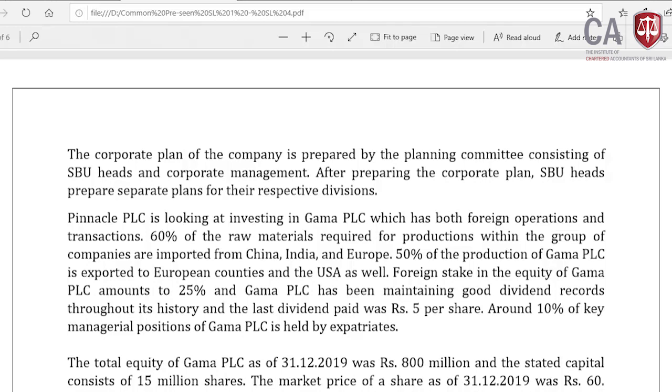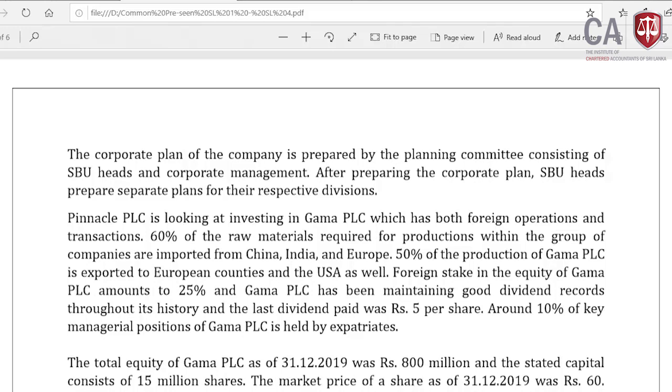60% of the raw material required for production within the group of companies is imported from China, India and Europe. For the three divisions, we need some raw material. Those are imported from China, India and Europe. As a percentage, 60% is imported from these countries. 50% of the production of Gamma PLC is exported to European countries and the USA as well.